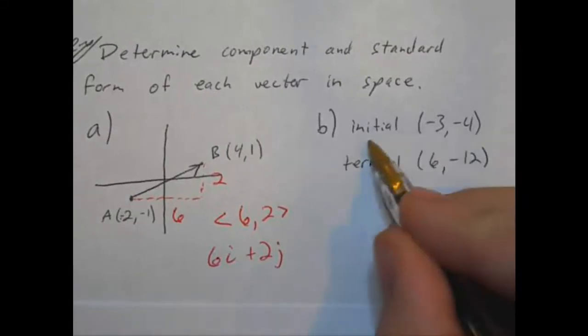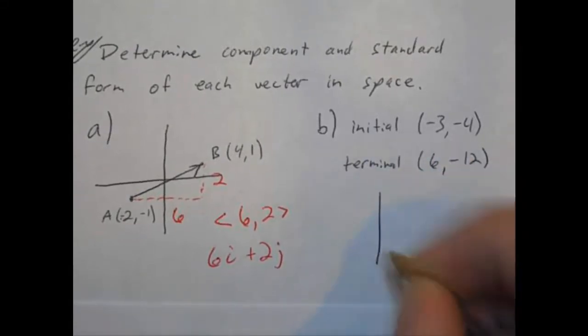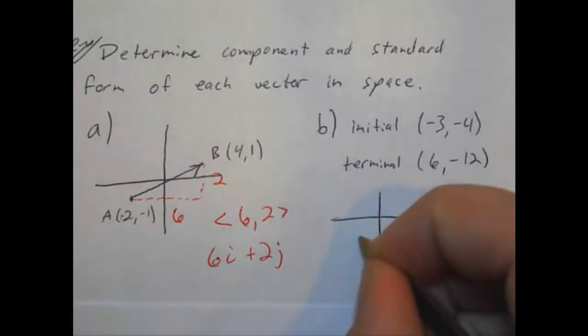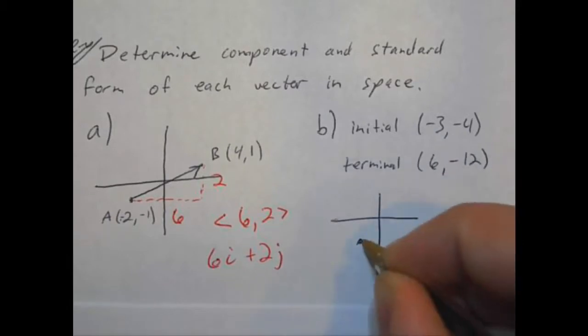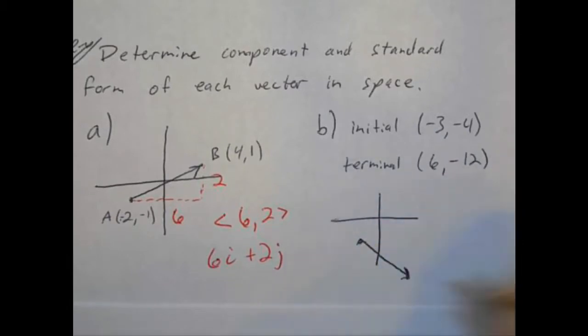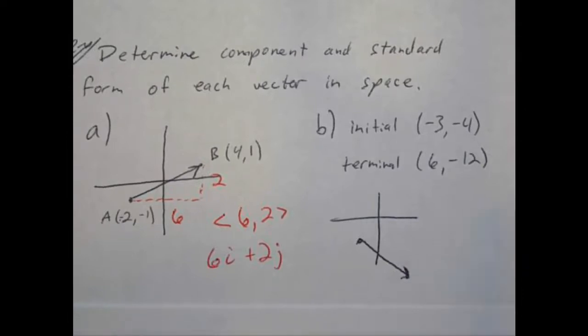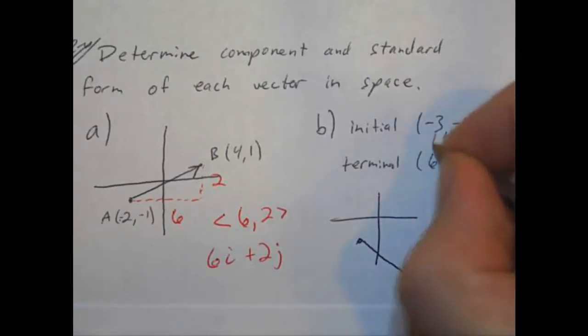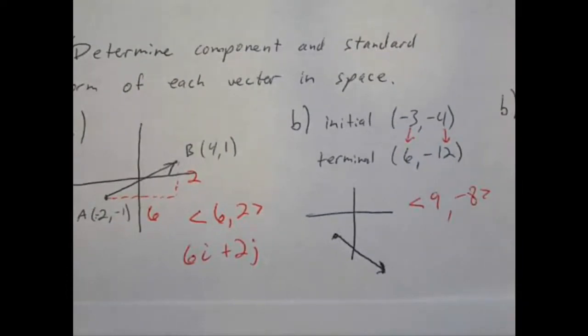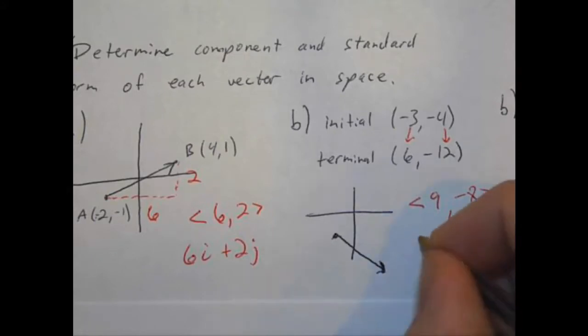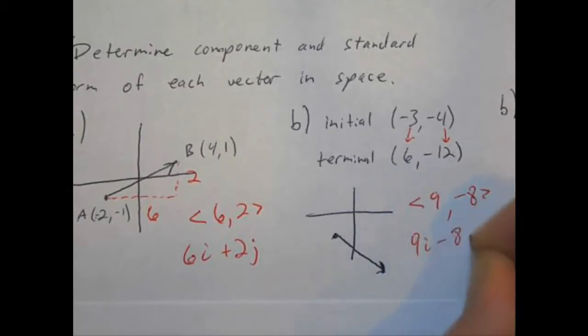Here we have an initial point of -3, -4. If you want to graph this to help you understand, no problem, I do it too. And then the terminal point is 6, -12. So over 6, -12. It looks like this vector should be going down, so we should have a negative y with it. Now just looking at the numbers, from -3 to 6, that goes over 9. From -4 to -12, it goes down 8. So I have the vector 9, -8. Then I have 9i minus 8j, and that would be our vector in standard form.